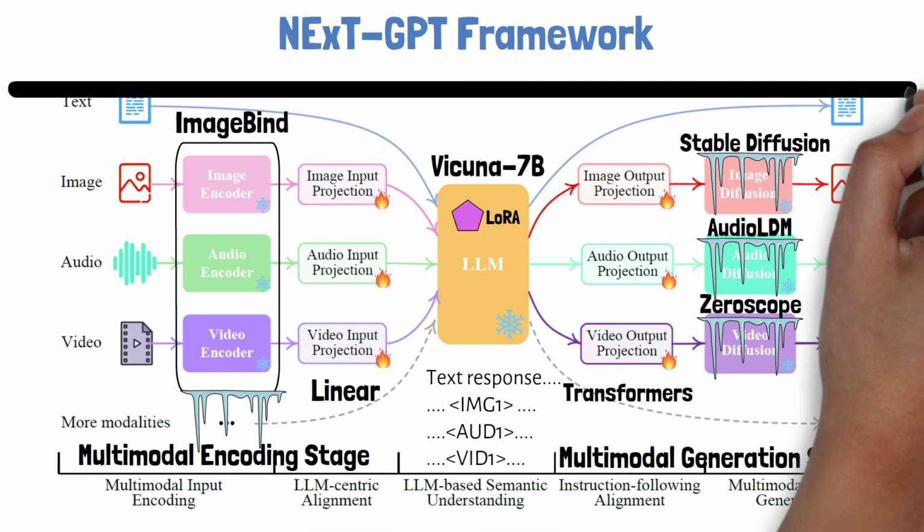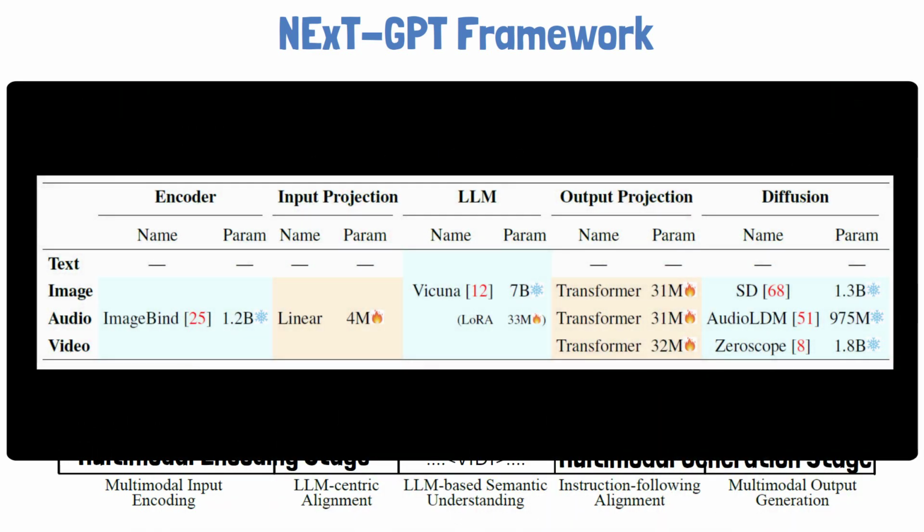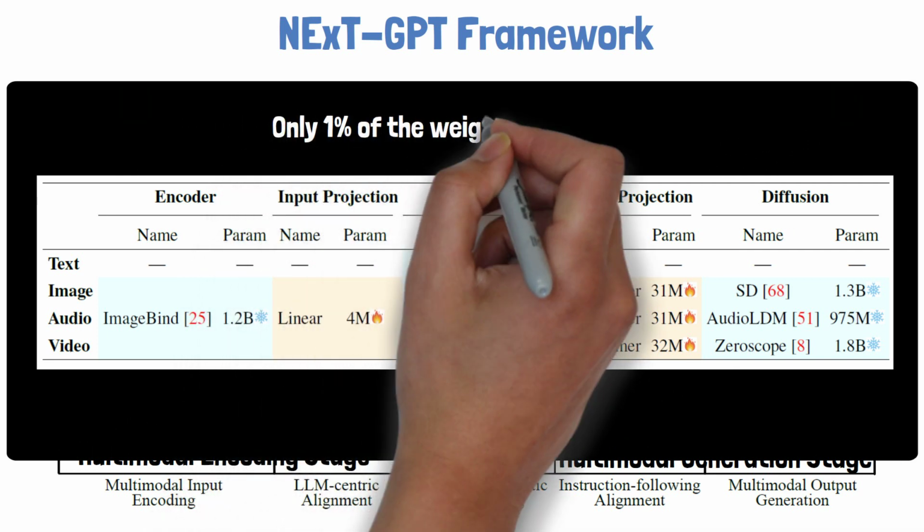The researchers show the full system configuration in the following table from the paper, where we can see ImageBind is the encoder with 1.2 billion params, which is marked as frozen. The input projections layer, which is trained, has 4 million params. The LLM has 7 billion params, which are frozen, and 32 million trainable LoRA weights. The output projections layer has around 30 million weights for each transformer, which are trained, and the frozen diffusion models, which together have approximately 4 billion params. Overall, only 1% of all weights are trained.